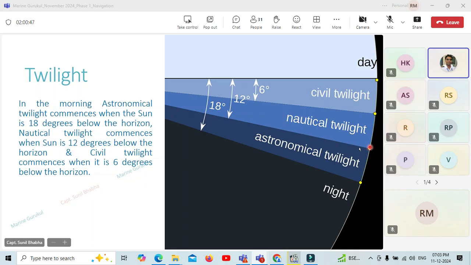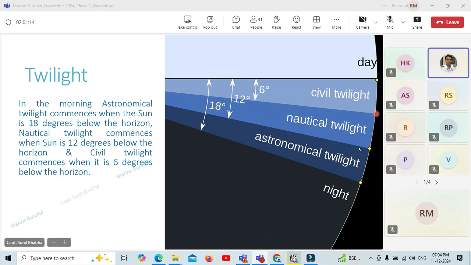After this instant, the sun keeps on coming closer to the horizon, and at this particular instant, you can follow the laser pointer, the sun is 6 degrees below the horizon. The angle is shown in the diagram. And at this particular point, when the sun is 6 degrees below the horizon, civil twilight commences.